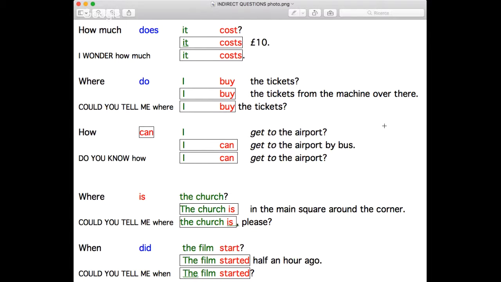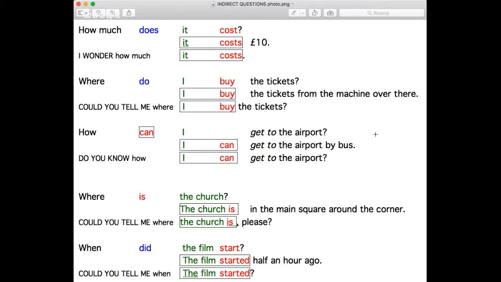And so, could you tell me when the film started? Do you know when the film started? I wonder when the film started. So these are ways of simplifying and trying to explain to you how easy it is to form an indirect sentence, an indirect question, because it's not as complicated as it seems.